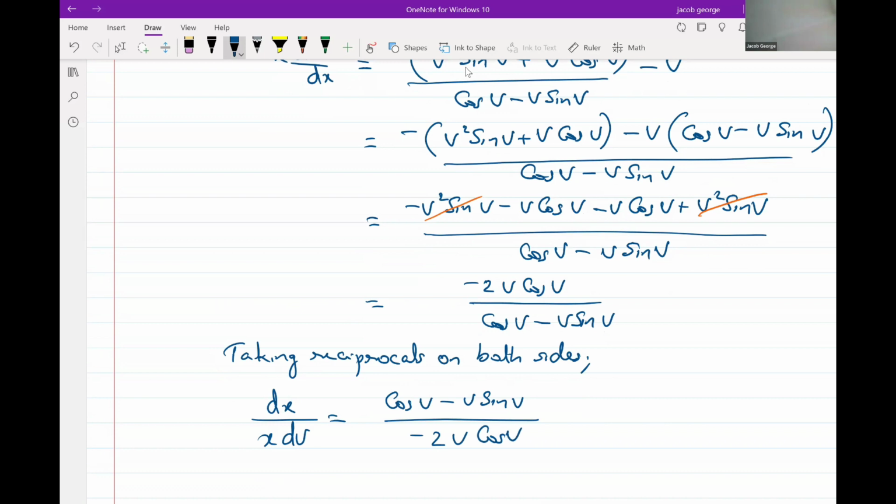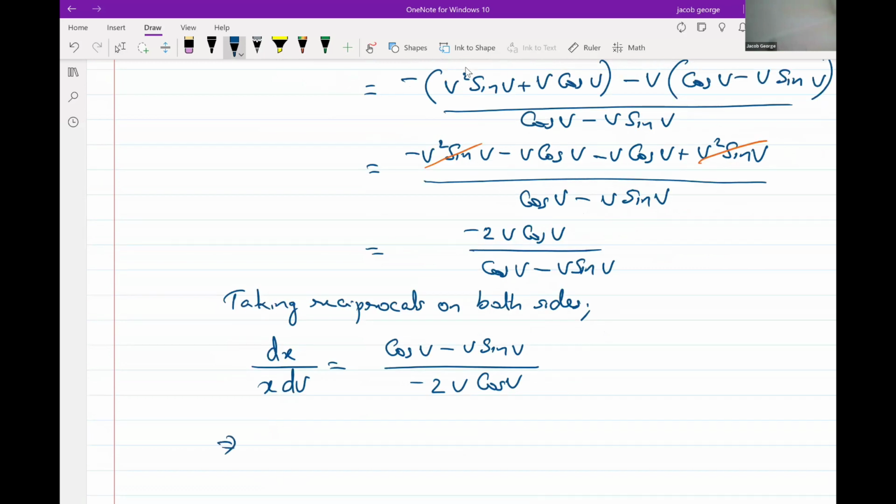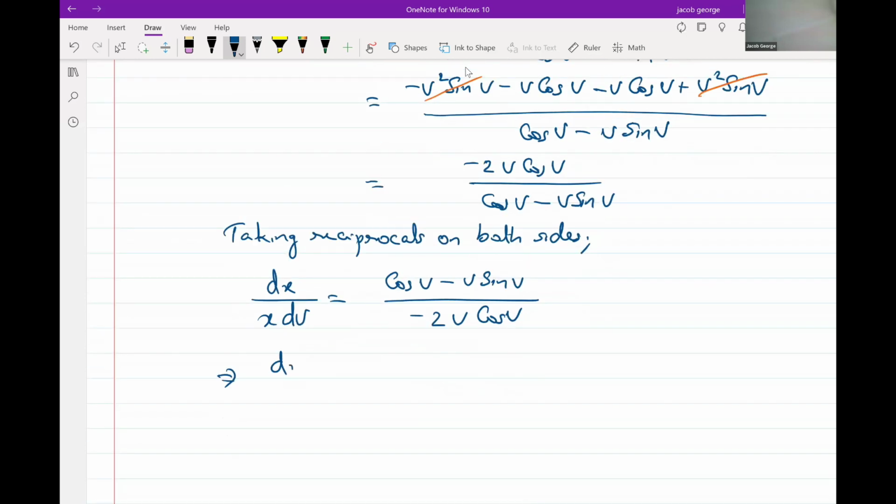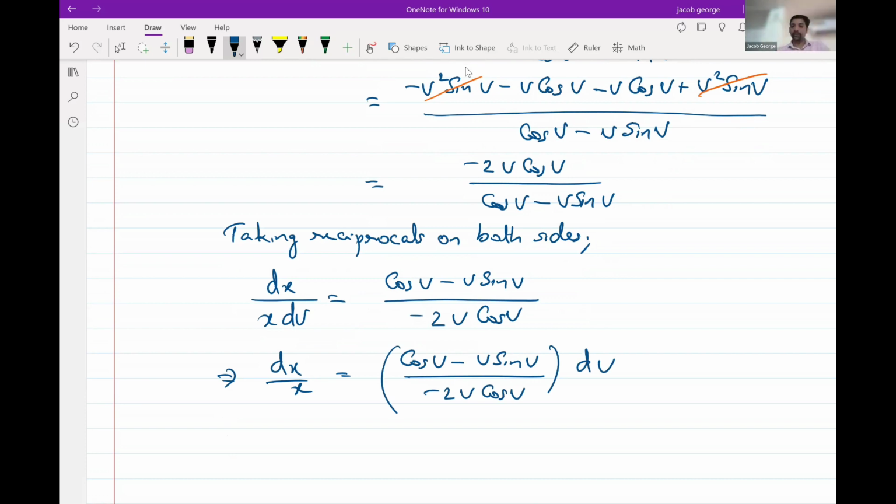cos v. Then we take this dx to the right, dv to the right side. So by this step, we will be getting that variable separable form, and we can start the integration. Is it clear? Okay. So dx by x is equal to cos v minus v sin v upon minus 2v cos v, and we have to take this dv to the right side. Online children also, is it clear the step? Yes, sir. We have done in all systems, the same time.